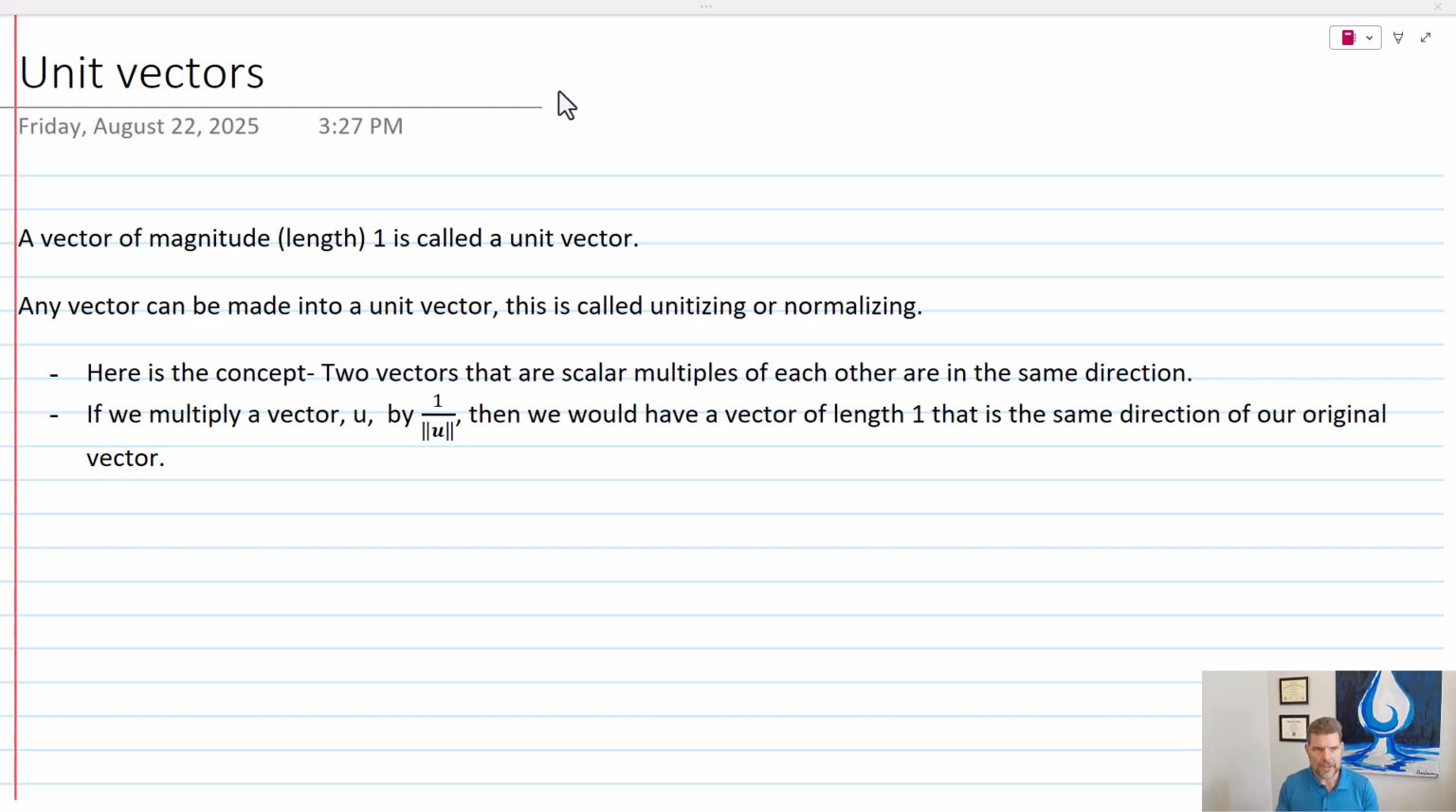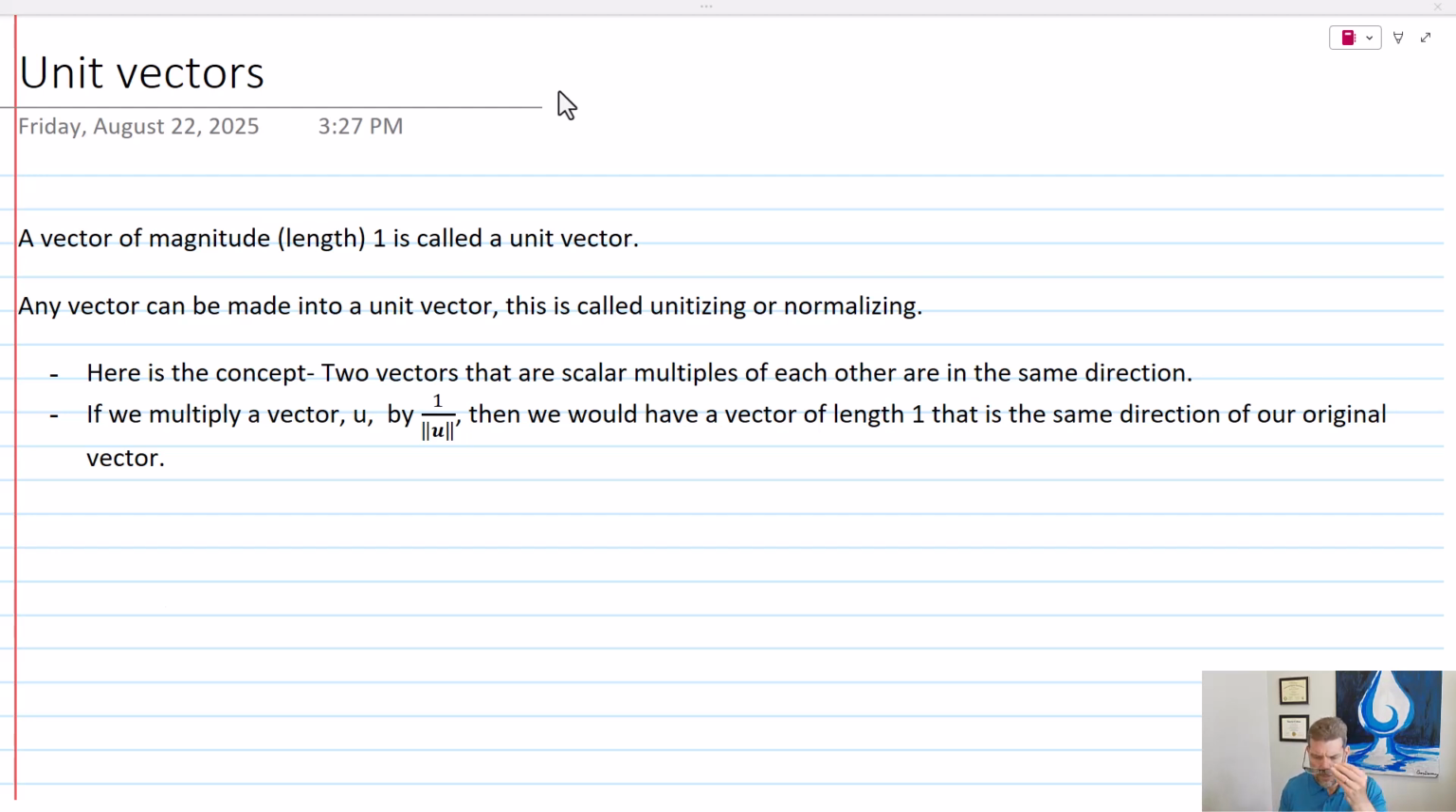We're going to have two vectors, they're scalar multiples of each other. That means that they actually end up being in the same direction. And that's the definition of being in the same direction when we think about vectors. Now what we're going to do is if we multiply the vector u by 1 over the magnitude of u, then that's going to transform our vector into a vector of length 1 in the same direction because it's just a scalar multiple of u.